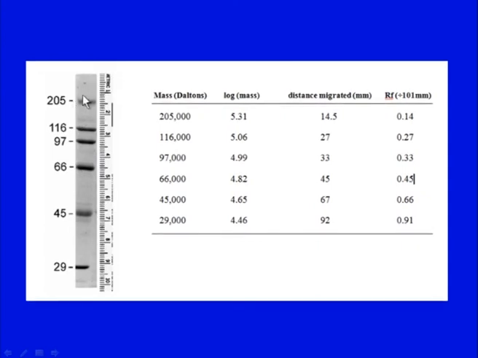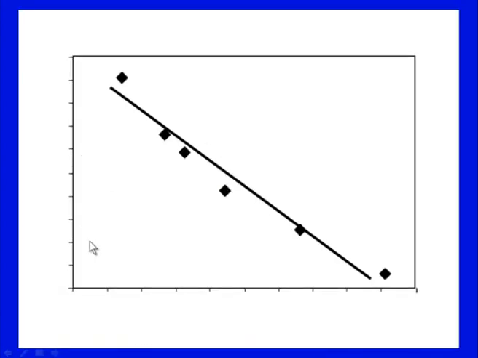So, what is done? For example, this is your standards here. So, the migration of the standards could be taken. These are the molecular masses here. You can calculate the log of molecular mass, and then here the distance migrated. So, you have a distance like 14.5 millimeter for this band, and likewise 92 millimeter for the last band. And total gel length will be around 100 millimeter. So, RF value can be calculated by dividing by the total gel length, and then you can plot the log molecular mass against the RF value, and this standard curve can provide you the size of the unknown sample. So, this is how very easily approximate molecular mass could be calculated here.